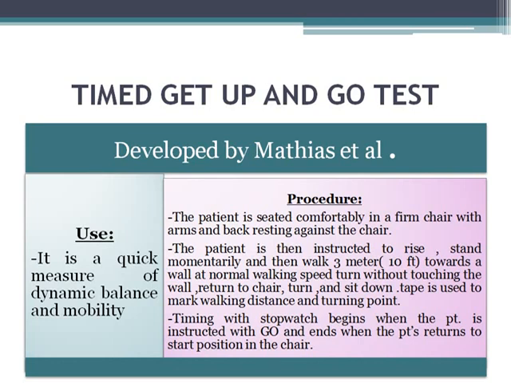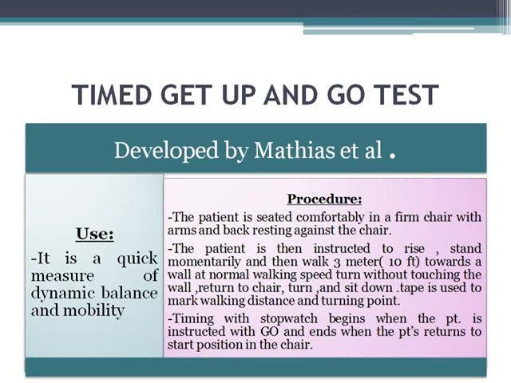Procedure: the patient is seated comfortably in a firm chair with arms and back resting against the chair. The patient is then instructed to rise, stand momentarily and then walk 3 meters towards a wall at normal walking speed, turn without touching the wall, return to the chair, turn and sit down. Tape is used to mark the walking distance and turning point. Timing with a stopwatch begins when the patient is instructed to go and ends when the patient returns to the start position in the chair.